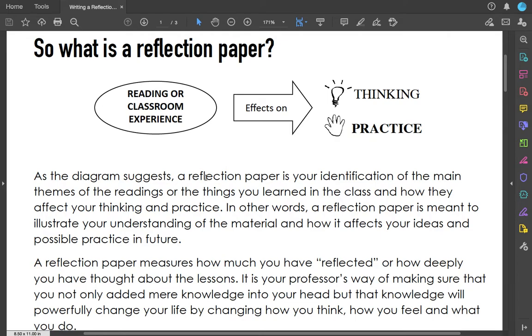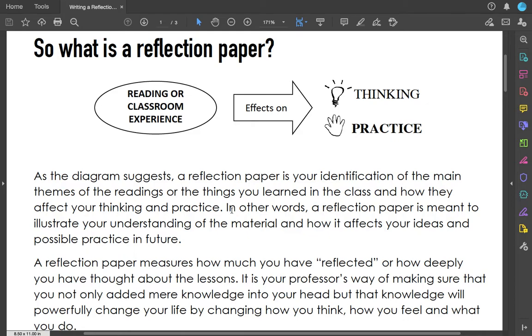Okay, as the diagram suggests, a reflection paper is your identification of the main themes of the readings or the things you learned in the class. So first you identify what it is you're reflecting on. You don't just share your reflection when you don't identify the things you are reflecting on. That's why when I ask you, what's your favorite part of the story? And then you will share your reflection. So it starts with the identification of the main themes of the reading. So you can't just choose anything. Your professor would want you to choose the main themes of your readings. Don't focus on the minor things. Try to focus on the major themes of the readings or the major parts of the story, or the things you learned in the class and how they affect your thinking and practice.